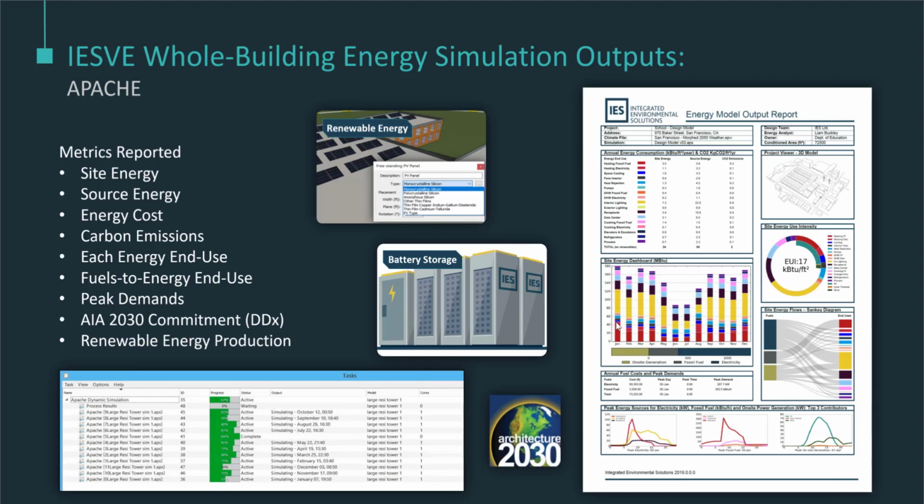You want to look at how the fuels are contributing to those energy end uses. You can see this little Sankey diagram. So this is electricity, this is gas, and this is your renewable energy contribution. Those are the energy costs, and then peak demands. This all comes in a single one-page report, native from the Vista Pro application.